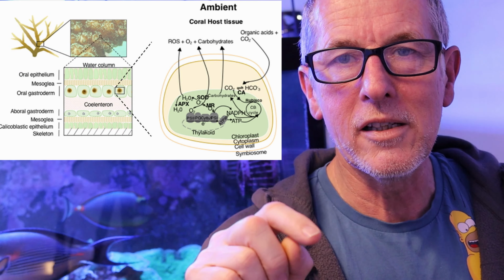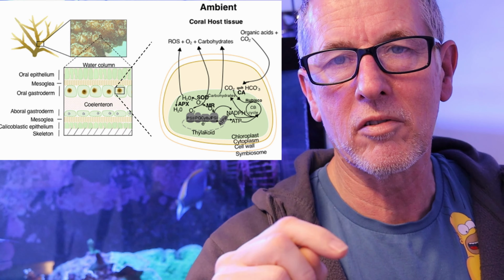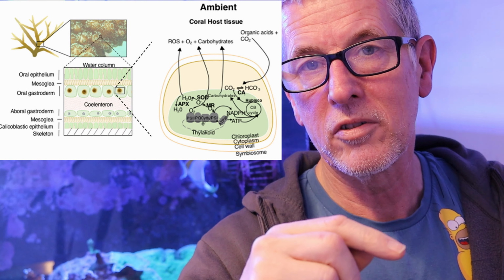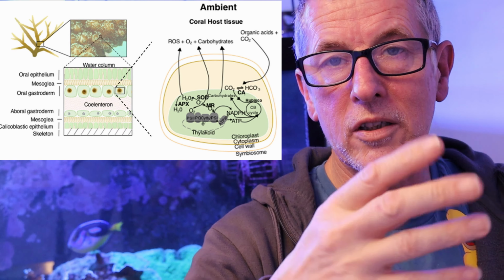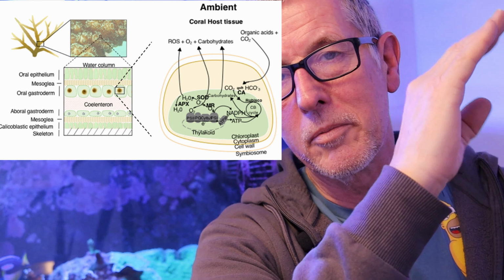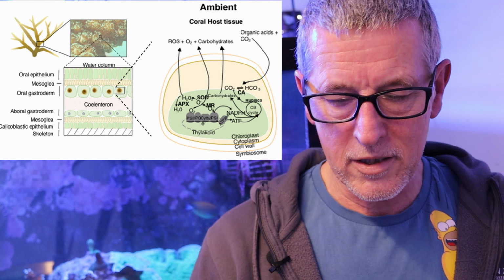So within that tissue of the coral, there is, I want to call it an organelle, I guess, and it's called a symbiosome, and in that is the dinoflagellate, which is responsible for the photosynthesis. So it's got these little chloroplasts in there, which have the chlorophyll, the pigment, which is able to convert the sunlight and use it to make inorganic molecules into organic molecules.